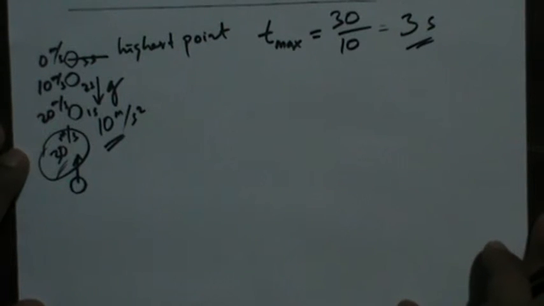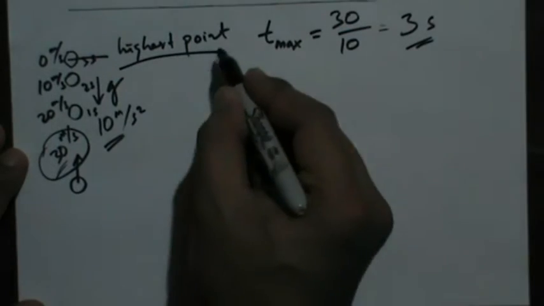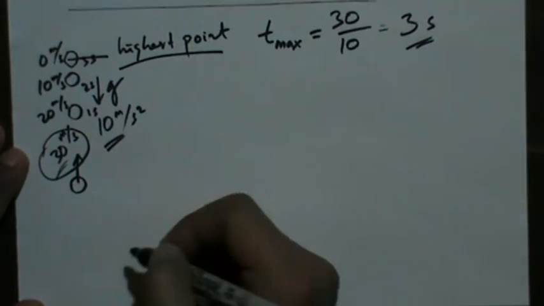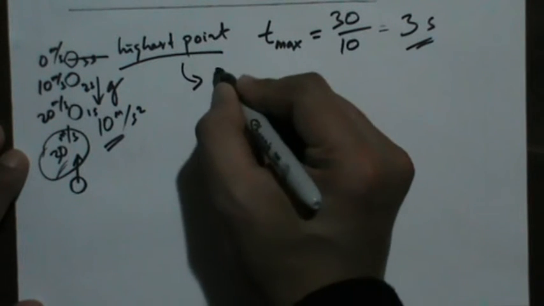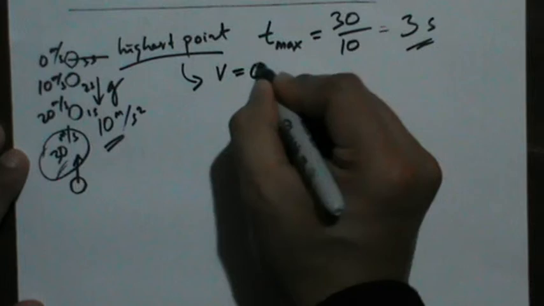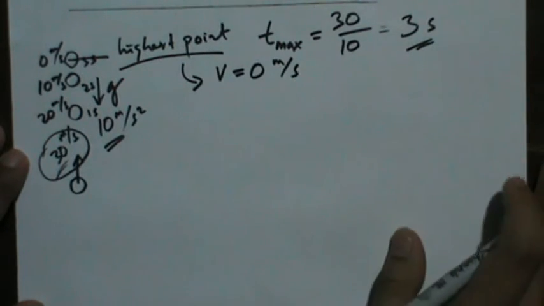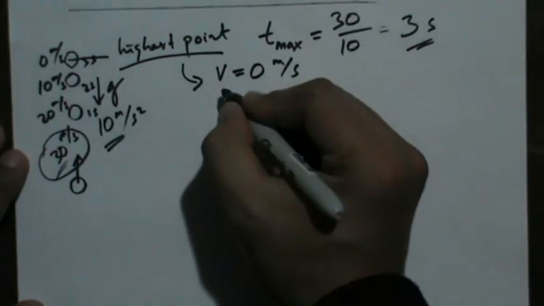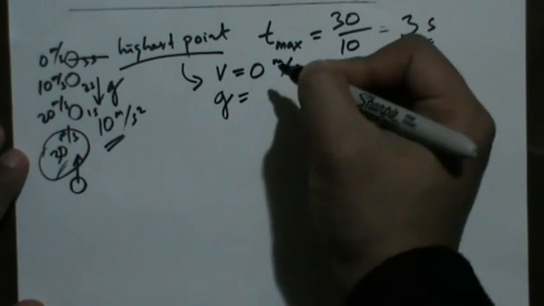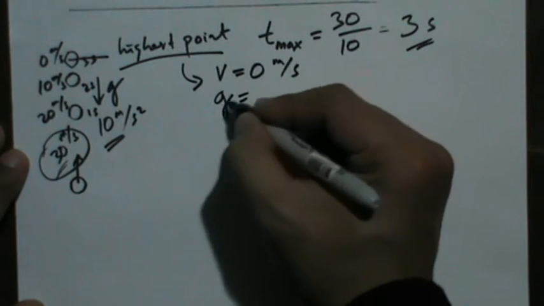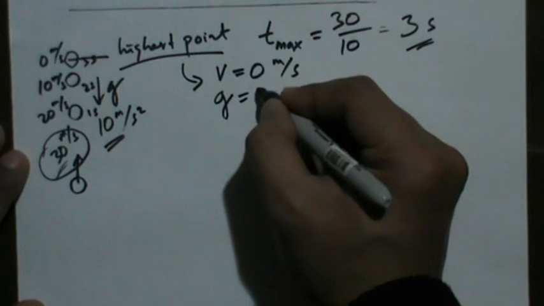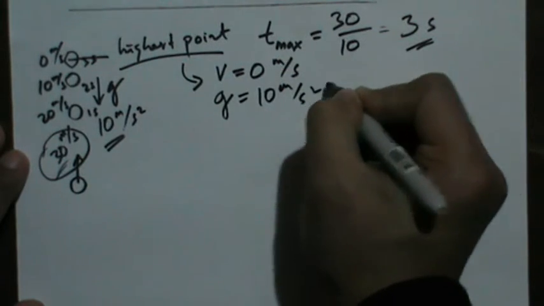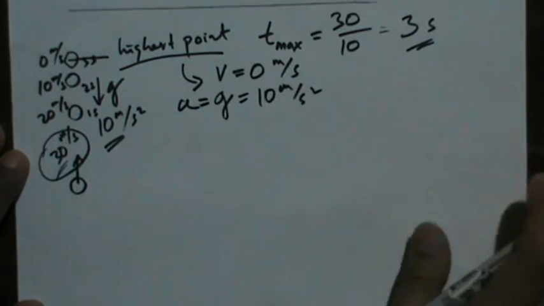Now we are asked to find the speed and the acceleration at the maximum point, or the highest point. So at the highest point, the speed will be 0. But the acceleration is still the gravitational acceleration, or it's around 10 meters per second squared. So that's the acceleration.